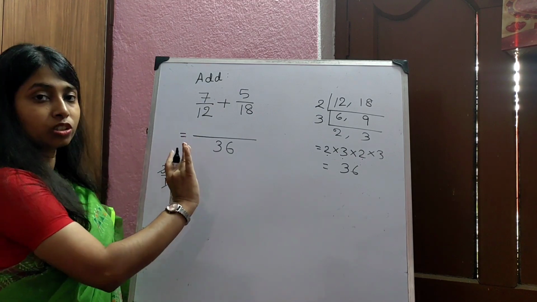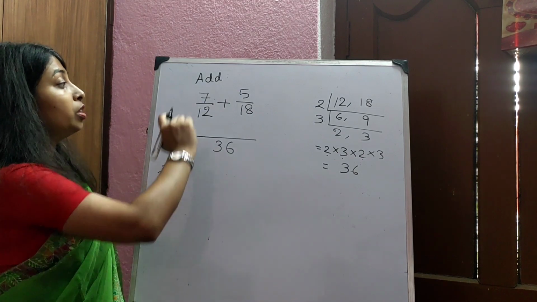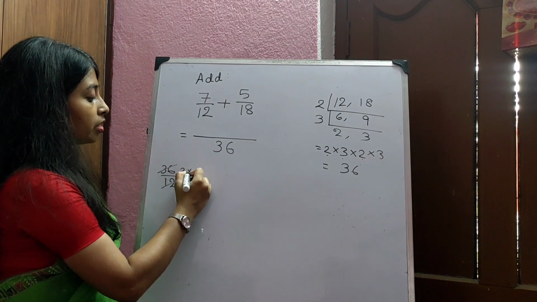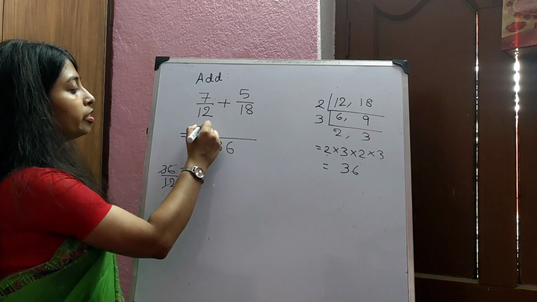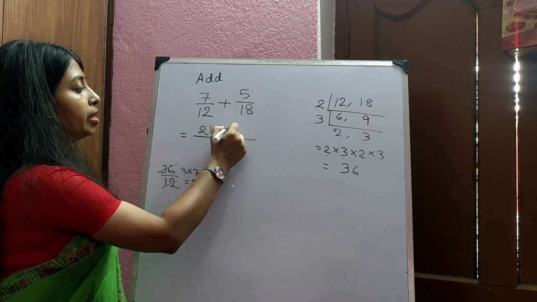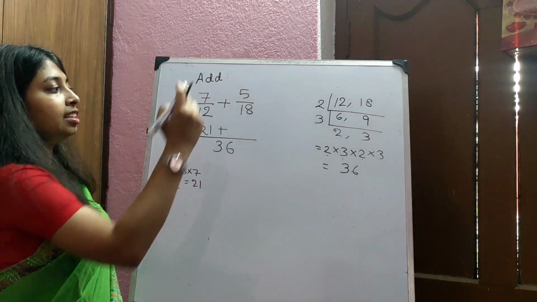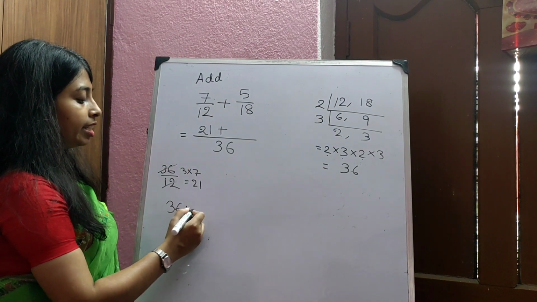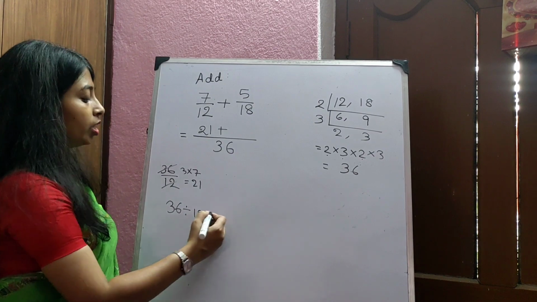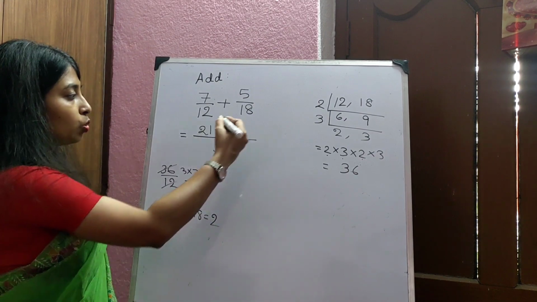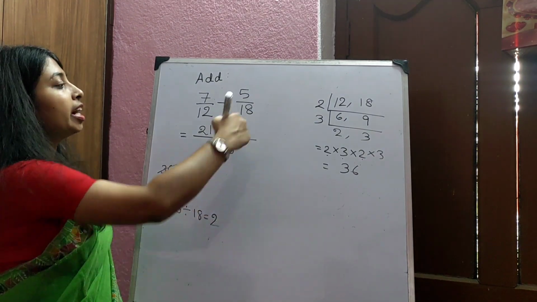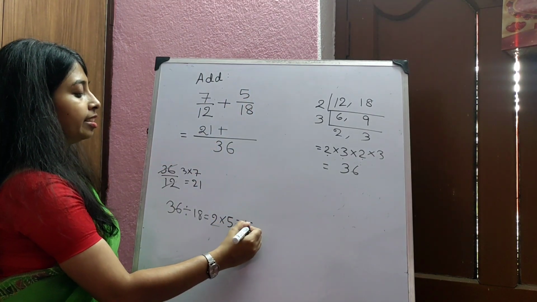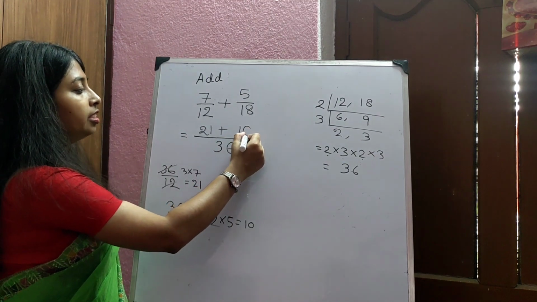Now that 3, this is not the answer, that 3 will be multiplied with the numerator, that is 7. So 3 into 7 is 21. So for the first term we will write 21 plus again 18 multiplied by how much is 36? 36 divided by 18, if we divide and see, we get 2. So this 2 will be multiplied with its numerator, that is 5. So 2 multiplied by 5 is 10. After the plus sign we will write here 10.